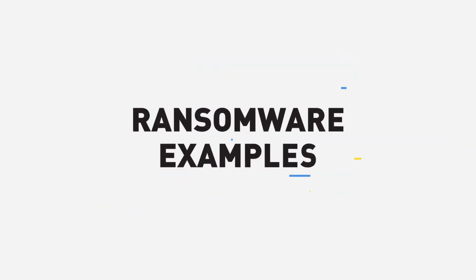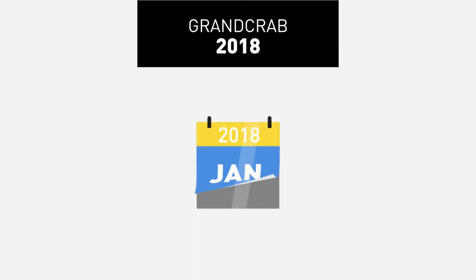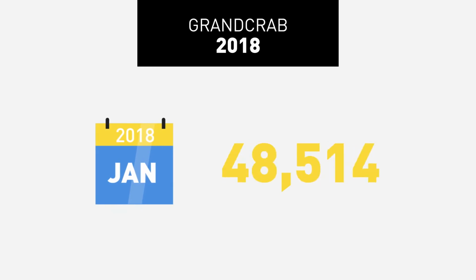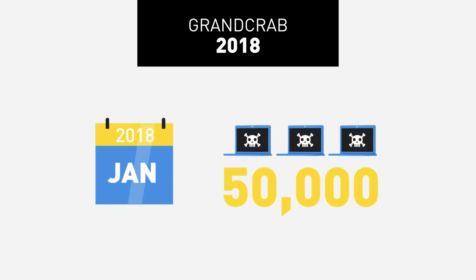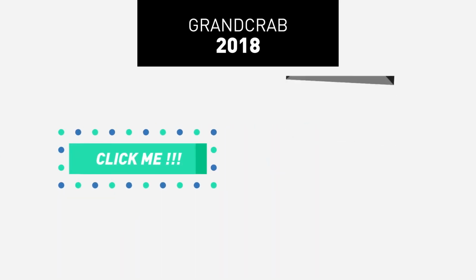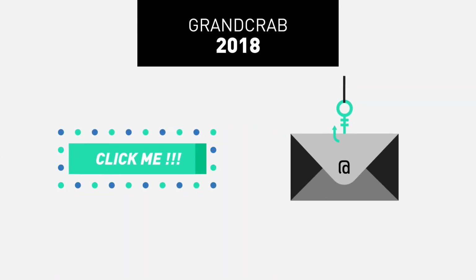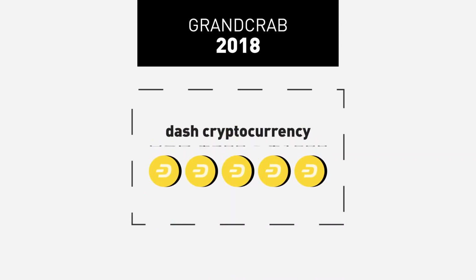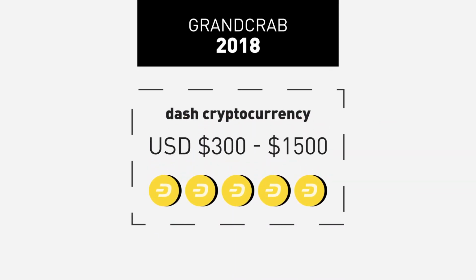A few ransomware examples. GrandCrab 2018. First seen in January 2018. The ransomware made over 50,000 victims in less than a month, before being disrupted by the work of Romanian authorities, along with Bitdefender and Europol. GrandCrab was spreading through malvertising and phishing emails, and was the first known ransomware to demand a ransom payment in Dash cryptocurrency. The initial ransom varied from $300 to $1,500 US.